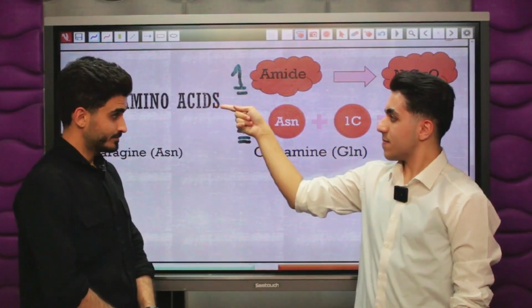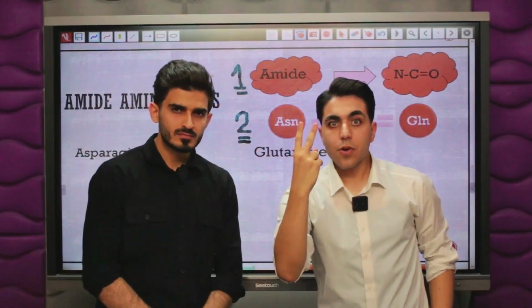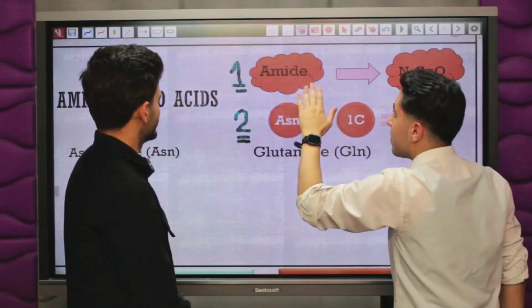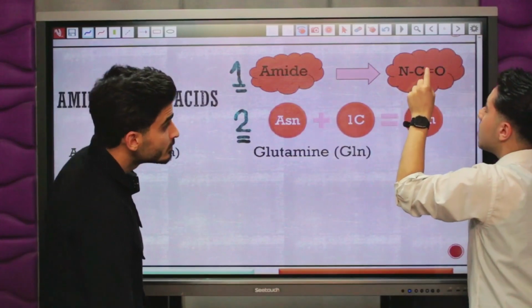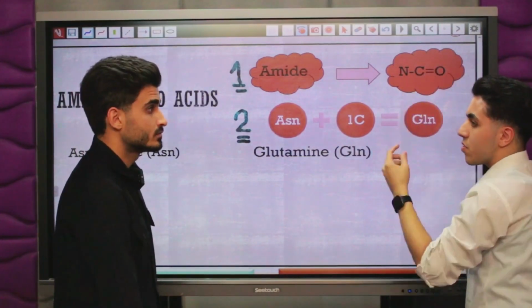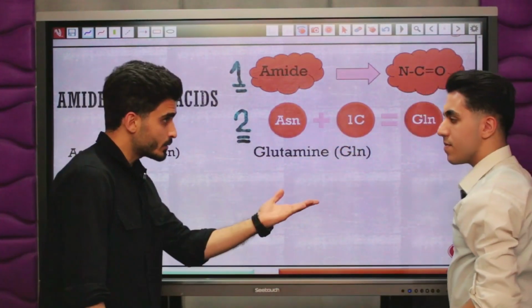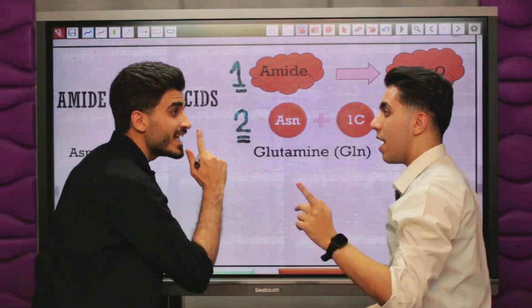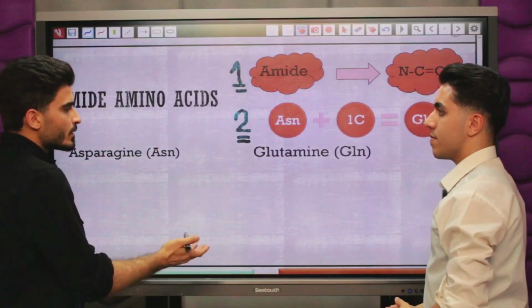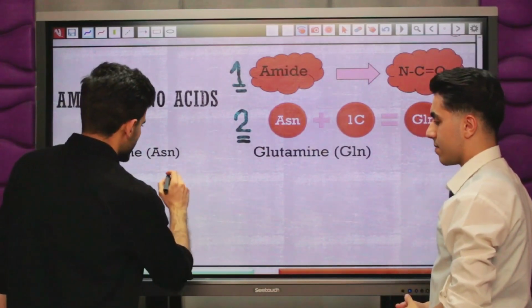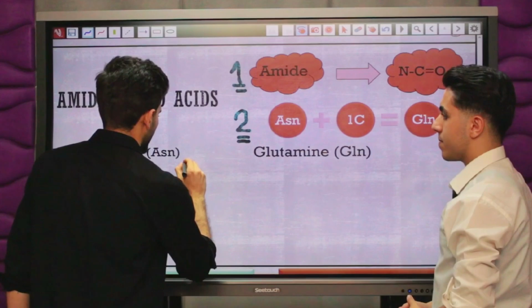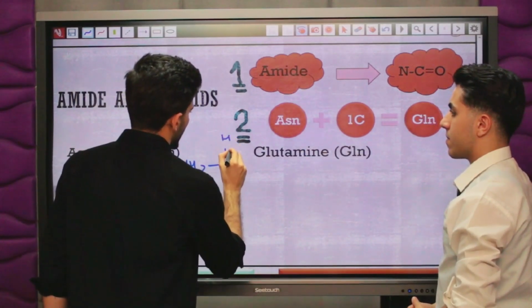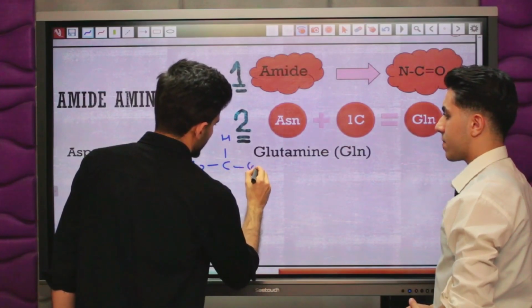Amide amino acids. There are 2 laws in order to draw amide amino acids. First law, whenever faced with an amide, add the amide group, carbon double bond oxygen and nitrogen, to the end of the R chain. For example, asparagine, abbreviated ASN. You start from alanine, draw the constant part, and H2N attached to carbon, hydrogen atom, carboxyl.